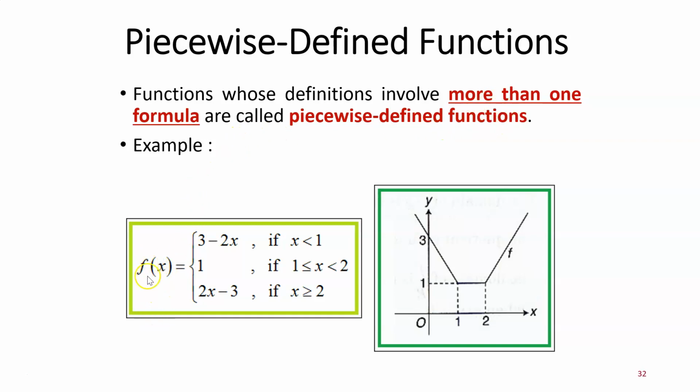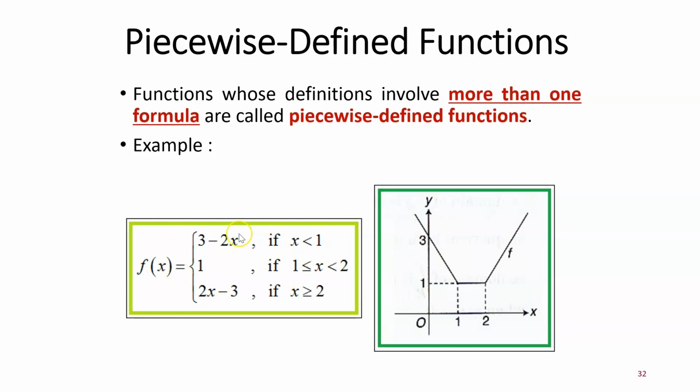For example, for this function f(x), usually we only have one function, but now this f(x) represents three different functions. So you have f(x) equal to 3 minus 2x, where x is less than 1, and f(x) equal to 1 if x is greater than or equal to 1 and less than 2, and f(x) equal to 2x minus 3 if x is greater than or equal to 2. So you have altogether three different functions. That's why it's called a piecewise defined function, because you have more than one formula.